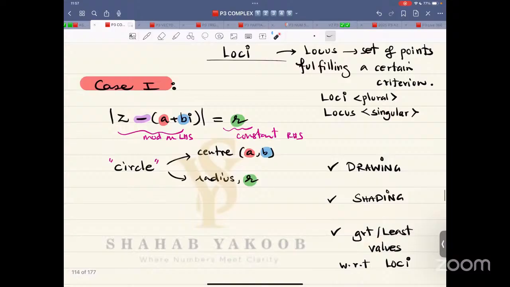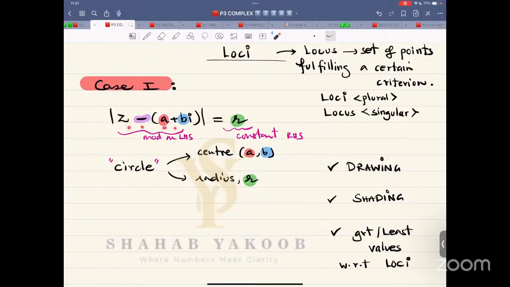So now over here, loci, there are 3 kinds of loci. First of all, the word loci is the plural of the word locus. A locus is a set of points fulfilling a certain criterion. First, it was an O-level maths topic, but more than a year has passed. They have removed it from the syllabus, which is not a good thing to do.